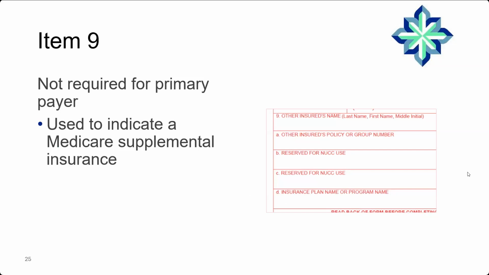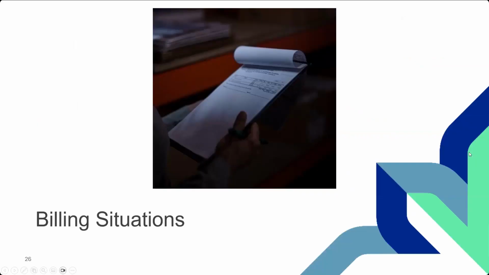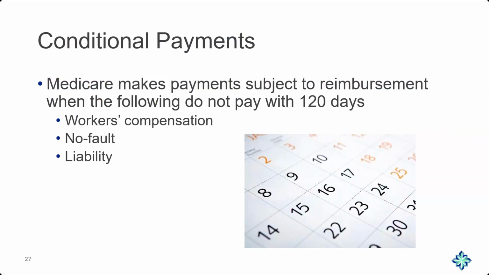All right, so we've got electronic claims done. We got the basics. Let's move on a little bit, and we're going to talk about some billing situations. First billing situation that we always get asked about is conditional payments. Medicare makes a payment when the primary insurance did not decide and it is not an employer group health plan. So in other words, not work related. So it could be liability, no fault, workers' compensation, something like that.